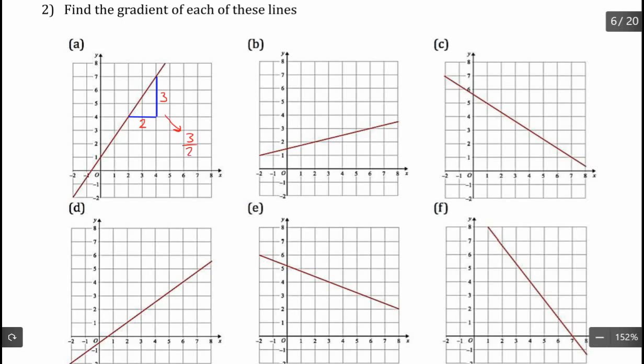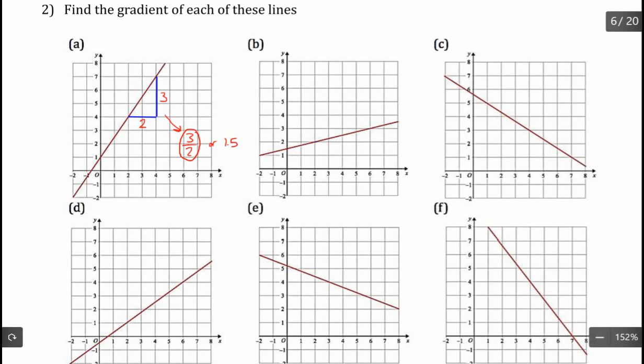Now I could do 3 divided by 2 and write 1.5, or I could just leave it as 3 over 2. That fraction is as good as a decimal, so you don't have to change back into a decimal, but if you did, it would be 1.5. Leaving it as a fraction is particularly useful for gradients that are very small, less than 1.